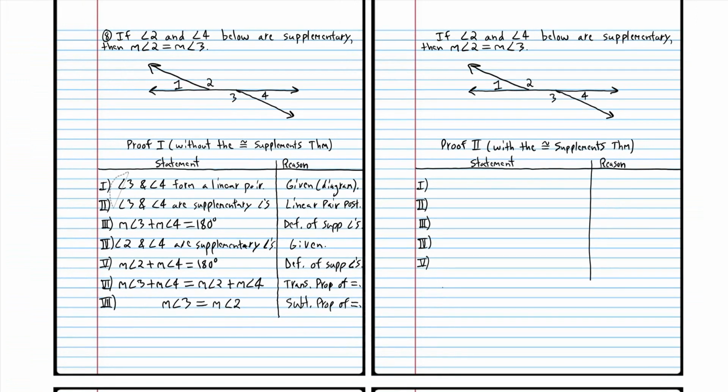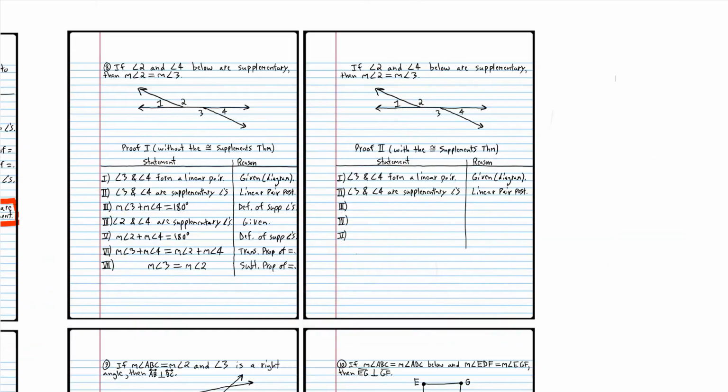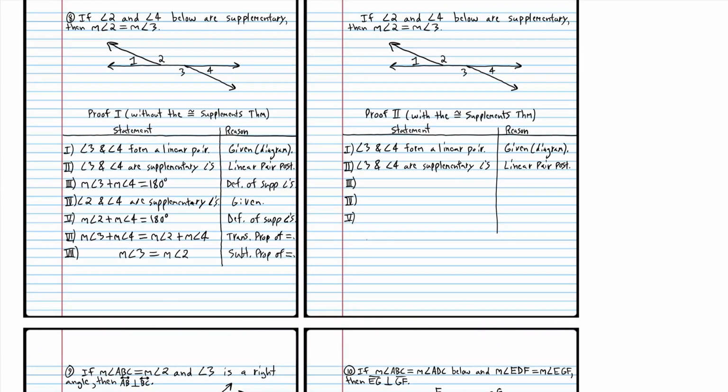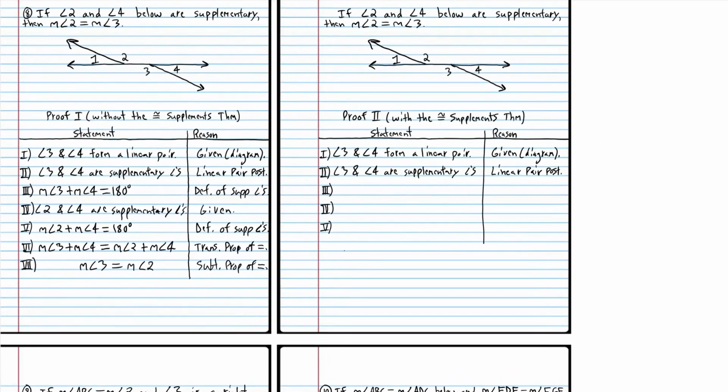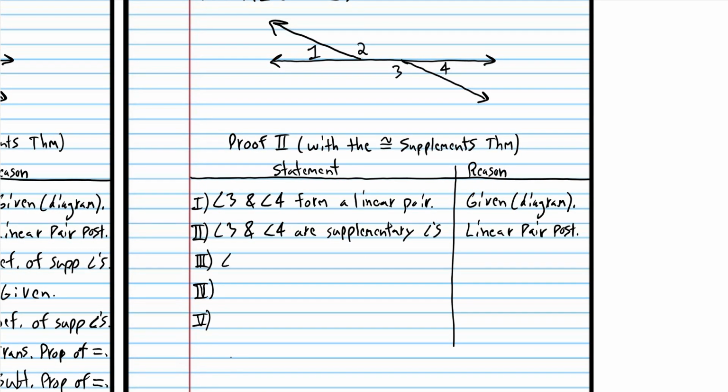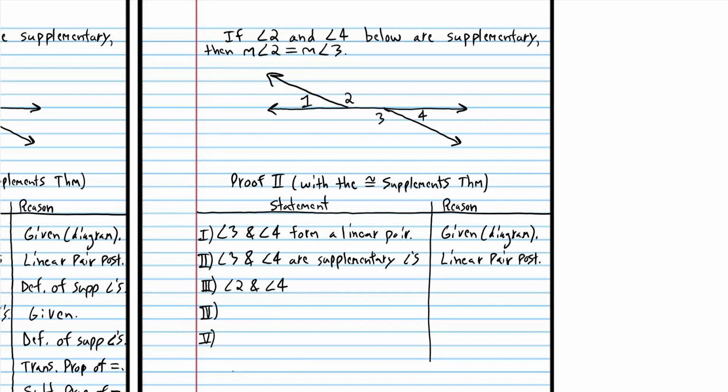So I'm going to take these first two steps, and I'm just going to copy them. So I've got those there. And then I'm going to copy step number 4. I'm just going to write it out, though. So we're given the information that angle 2 and angle 4 are supplementary.